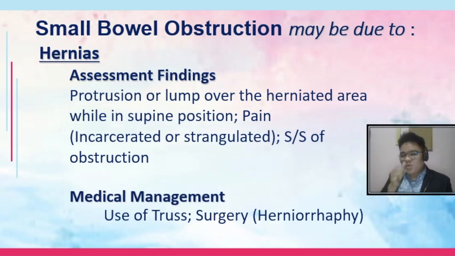So, what would you assess for a hernia? There will be a protrusion or lump over the herniated area while the patient is in supine position. If the patient would say there's pain, you would suspect incarceration already or strangulation. And signs and symptoms of obstruction will also be present. Medical management. So you have the use of your truss. I will show you truss later on. Then you have surgery, which is herniorrhaphy. Herniorrhaphy, rhaphy is repair, so repair of hernia for that matter.